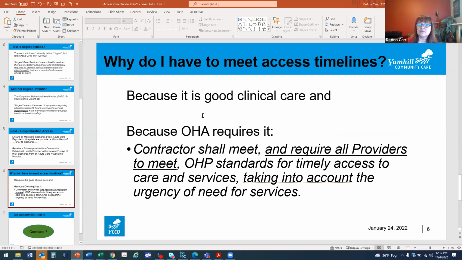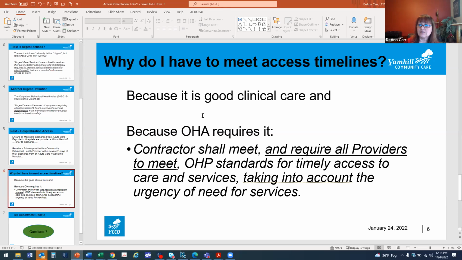So it's always good to talk a little bit about the why of it. Why do I need to make these access timelines? And again, it's good clinical care. That's what's driving these timelines. That's what drove the change from the 14 days to 7 days for non-routine. Really, because what are we seeing that drives outcomes? What is just good patient care? And also, the blunt reality is because it's required.